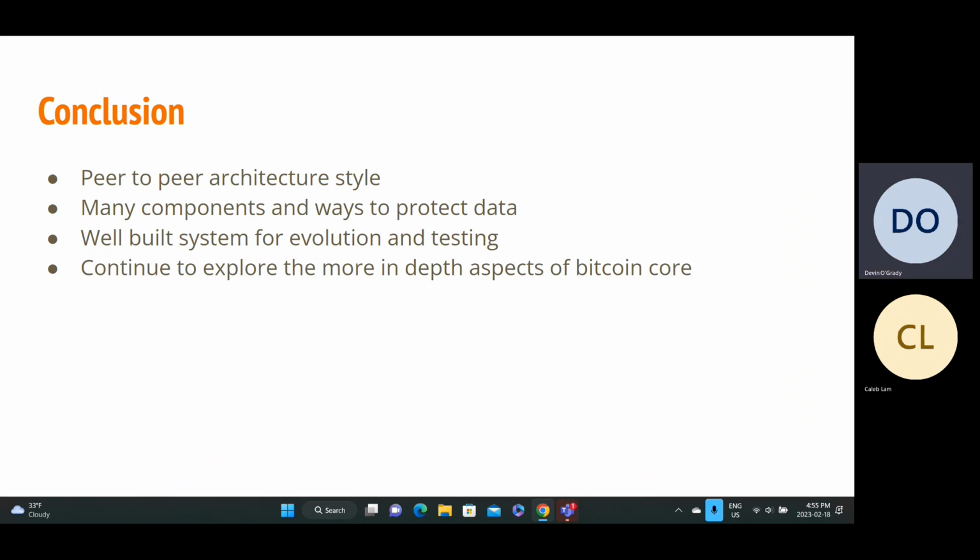In conclusion, the system has a peer-to-peer architectural style, and many of the components have ways to protect the data and keep it secure, with security being a high priority. There's a well built-in system for evolution and testing to continuously improve the Bitcoin system, as it's open source and many developers can help improve it. And in the future of our projects, we're going to continue to explore in more depth the aspects of Bitcoin Core.